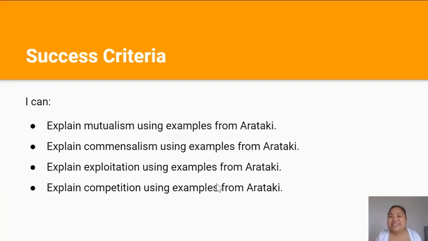Kapai team, you've made it to the end of the lesson, so by now you should be able to explain mutualism, commensalism, exploitation, and competition using specific examples from Arataki.